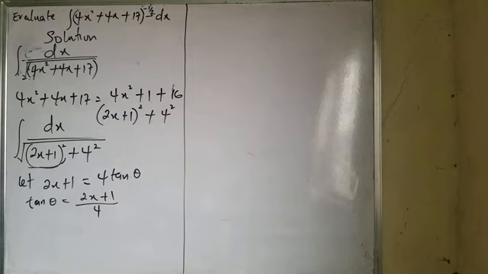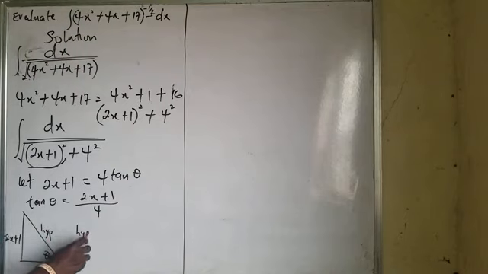Now, I will run to trigonometry also. I put this as my theta, and we have the adjacent, which will be 4, and here will be x plus 1. Now, the hypotenuse will be equal to root of, I'm now on the adjacent.